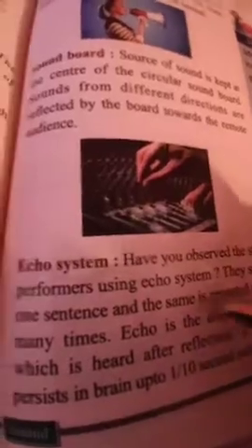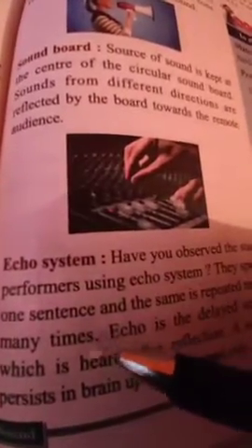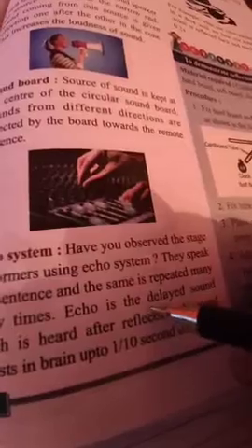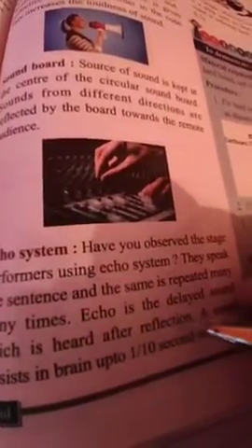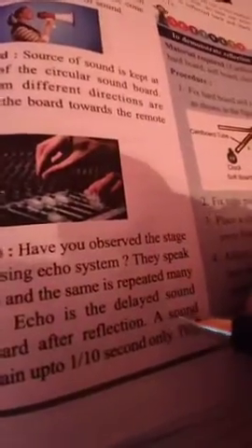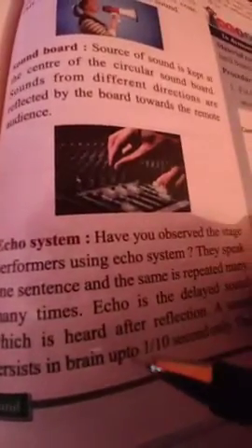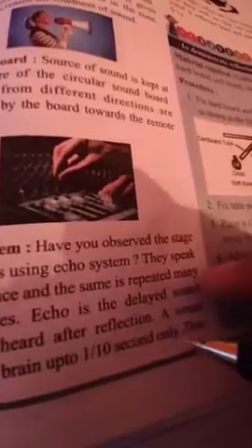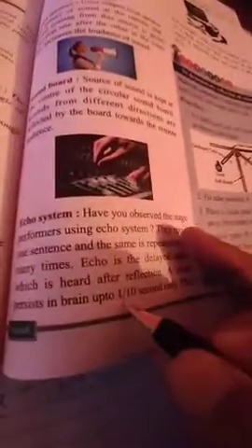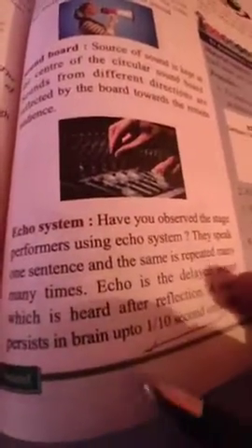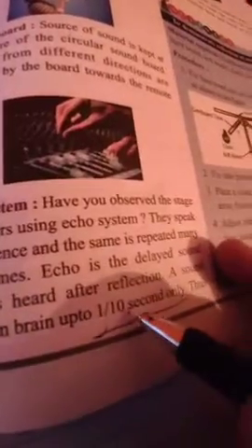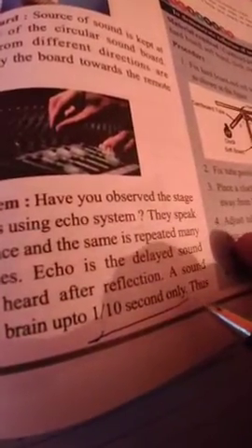They speak one sentence and the same is repeated many times. Echo is the delayed sound which is heard after reflection. A sound persists in the brain up to 1/10 seconds only. This is the important point. You can note it down for the multiple choice questions. Sound persists in the brain up to 1/10 seconds only.